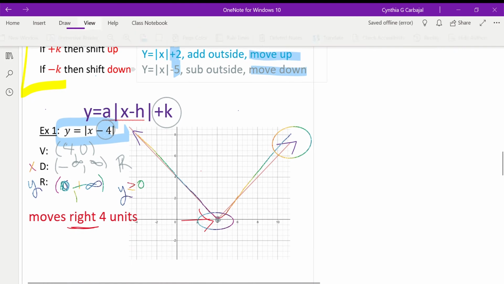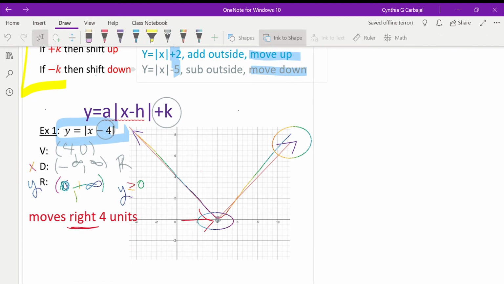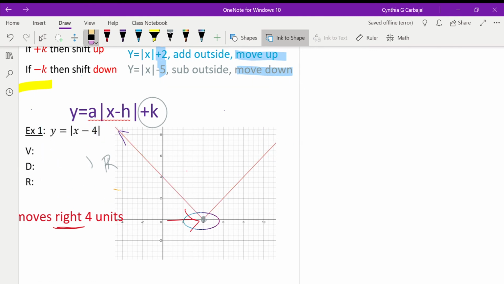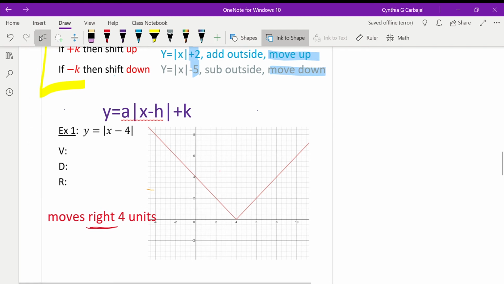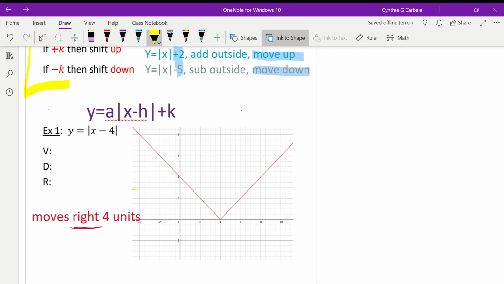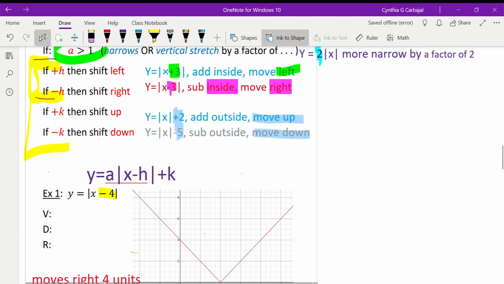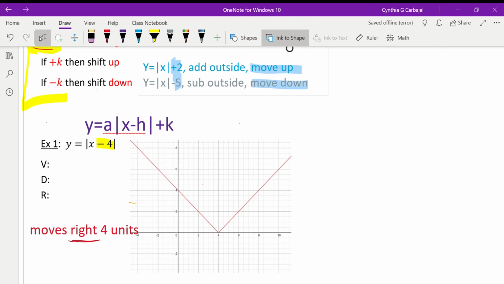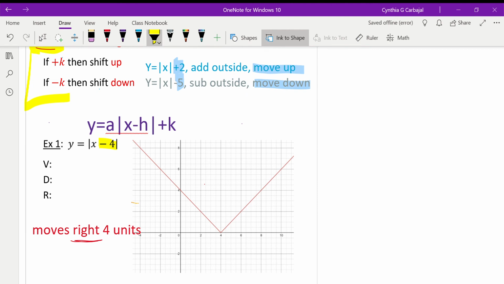Okay, so let me walk you through these right here. I'm going to erase all these, and we're going to pretend that the answer is not there, and let me walk you through it. So we have x minus 4 inside. When the subtraction is inside, it moves right. So here we already have the answer, but pretend we would write moves right. So when I'm subtracting, it moves to the right.